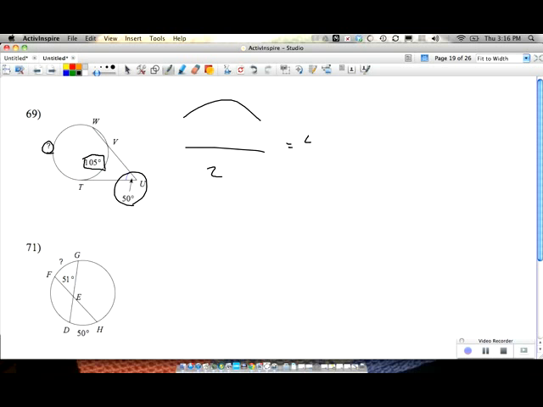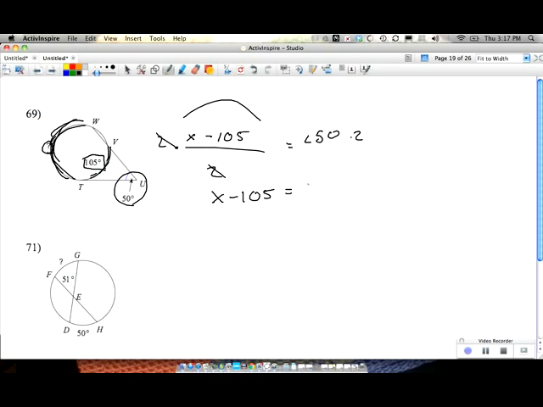So I'm going to multiply both sides by 2. 2 over 2 simplifies, and I have x minus 105 equals 100. Now I have to add 105 to both sides. That'll give me x equals 205. 205 degrees. Easy peasy.